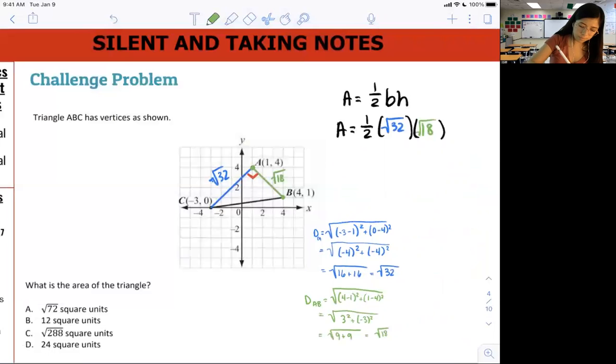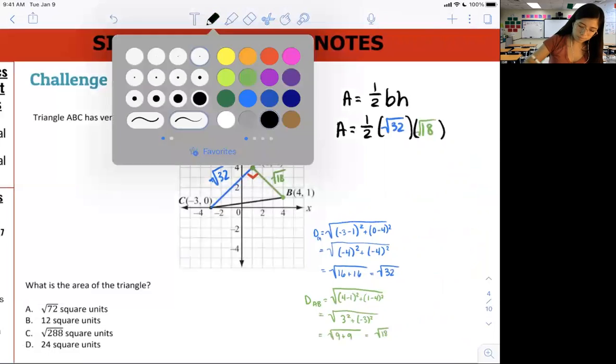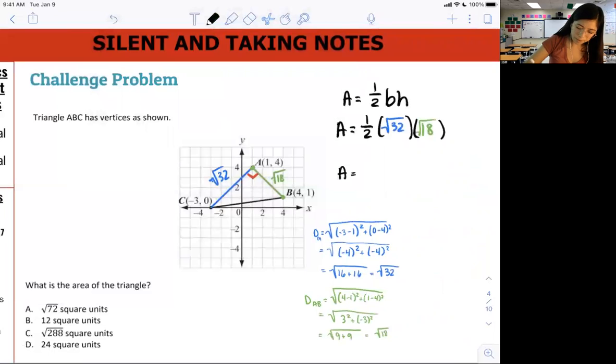We can find a factor that has a perfect square. So yes, but before I do that, since they're both separate right now, what you want to do is merge them.